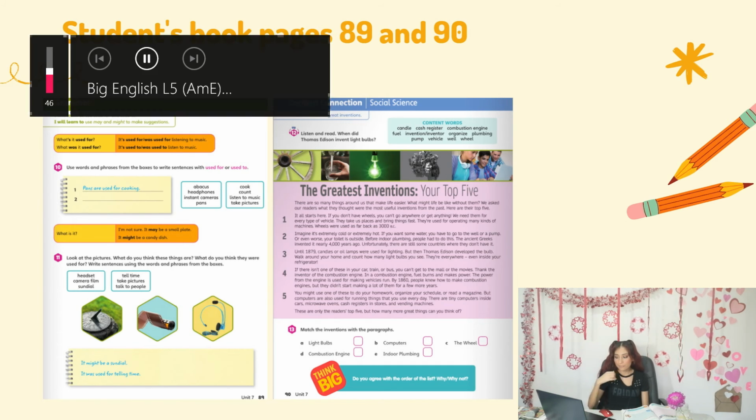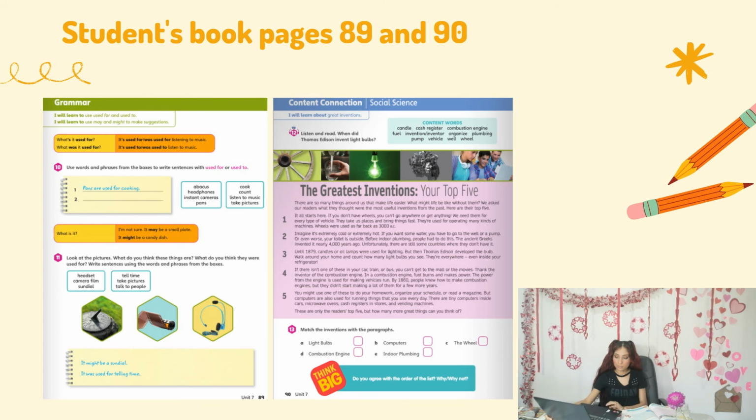5. You might use one of these to do your homework, organize your schedule, or read a magazine. But computers are also used for running things that you use every day. There are tiny computers inside cars, microwave ovens, cash registers in stores, and vending machines. These are only the readers' top 5. But how many more great things can you think of?